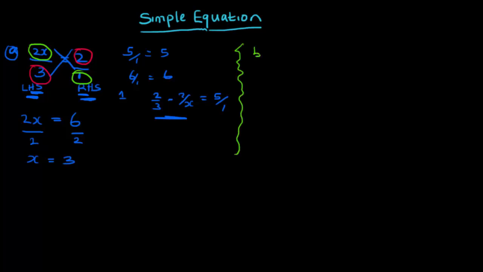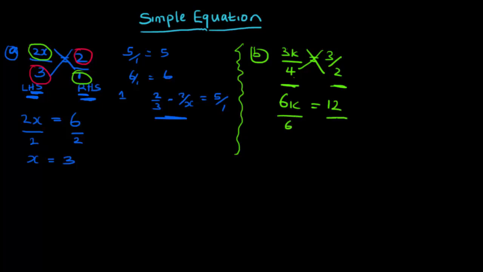Let's take another example. So b, 3k over 4 equals 3 over 2. Now look, one fraction on the left hand side, one fraction on the right hand side, so we cross multiply. 3k times 2 is 6k, 4 times 3 is 12. Divide both sides by 6. 6 into 6k is 1, 6 into 12 is 2. So k equals 2. I hope you got this.